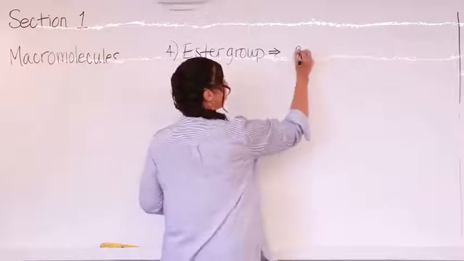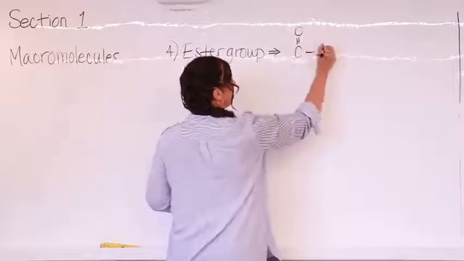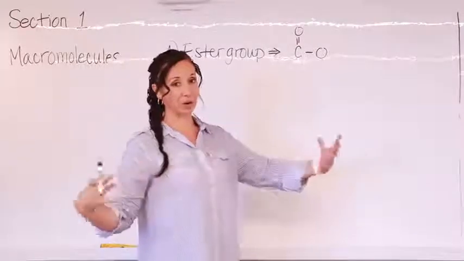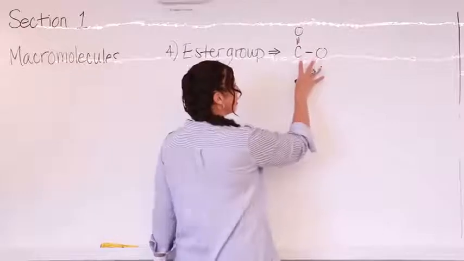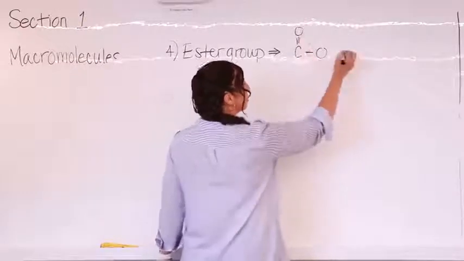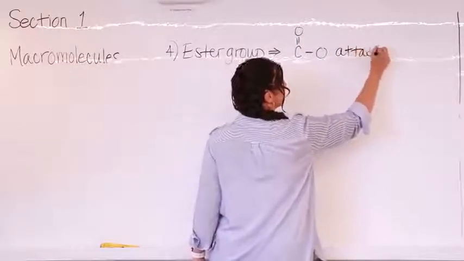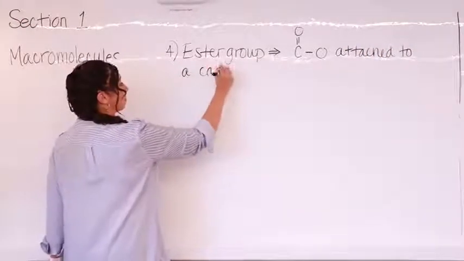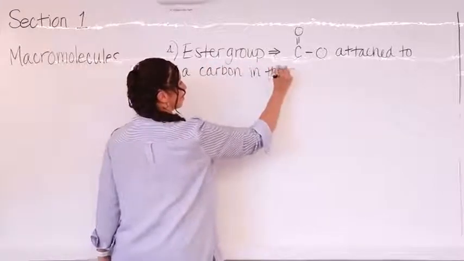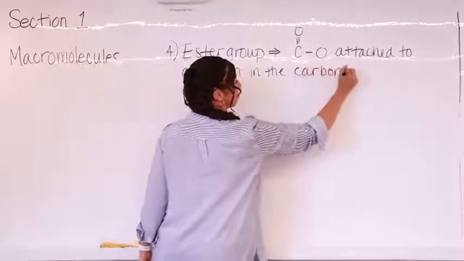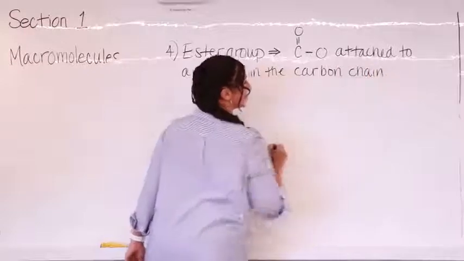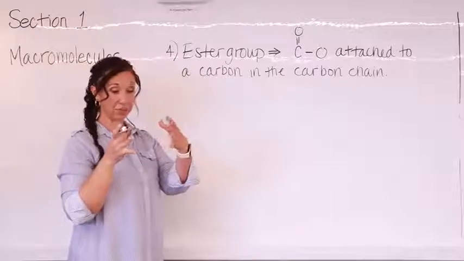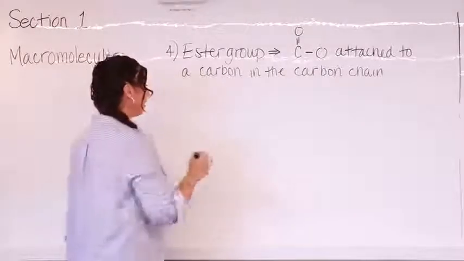You just have to memorize how this nomenclature works. So this is when you have a carbon with a double bond O and an oxygen attached to a carbon in a carbon chain. And this can reside anywhere within the carbon chain. So a carbon, double bond O, attached to a carbon in the carbon chain. So I'm going to give you 2 examples of esters, one within the chain and one at the very end of the chain.